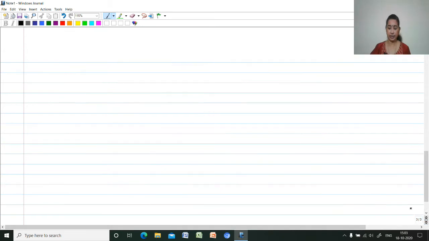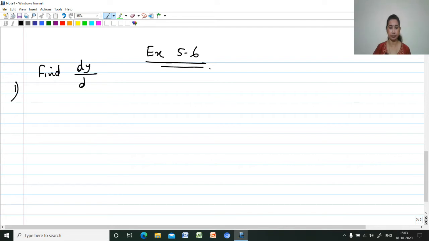Now we will discuss exercise 5.6. In that, these are all given in some parameters, either t or theta, so accordingly we have to differentiate. In all these questions we have to find dy by dx. In the first question it is given x equals 2at square and y equals a t raised to 4. x is given in terms of parameter t, y also is given in terms of parameter t.